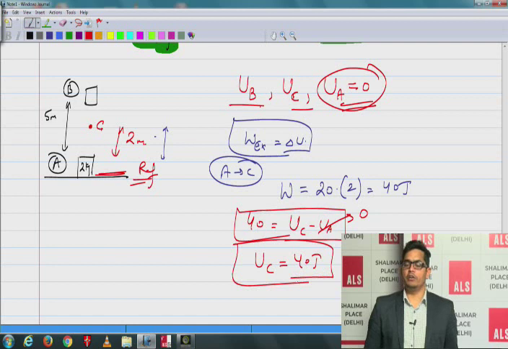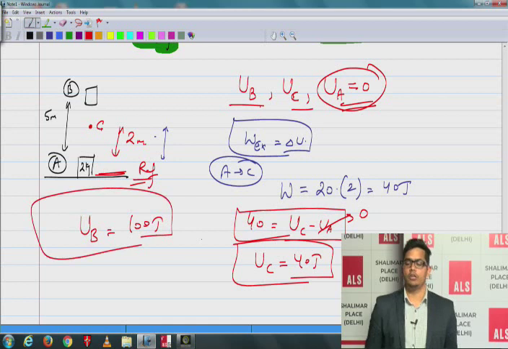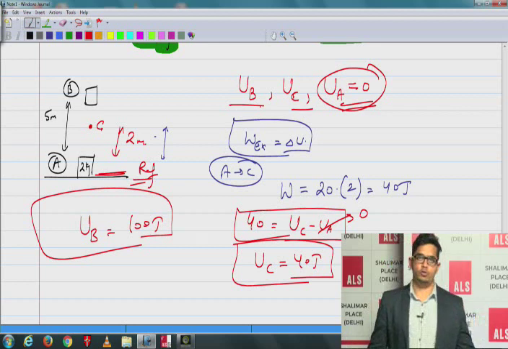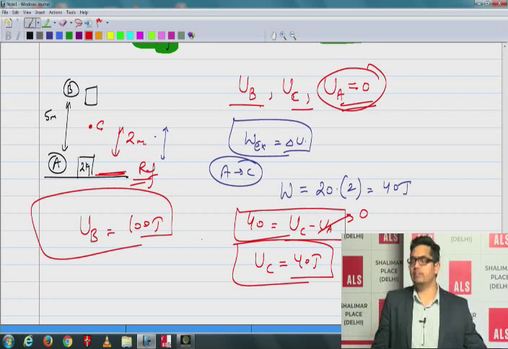So we have calculated UC, and we had already calculated B as 100 joules in the previous example. If 3 points are given, then you can find out the potential of the other 2 points in a similar method. Is that clear, Jia?